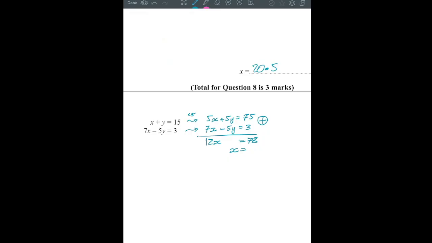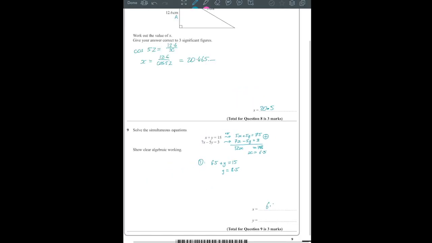The 78 divided by the 12 gives me my x to be 6.5. Then the first equation is telling me that x plus y is 15, so the y has to be 8.5. And I'll put them on the answer line.